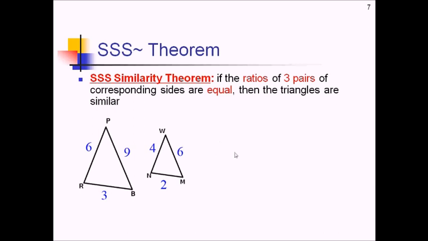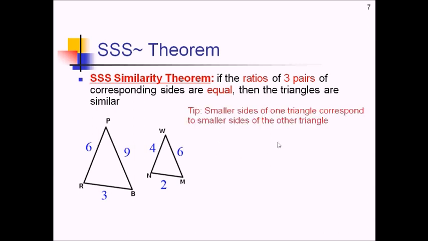However, maybe these triangles are facing different directions. To be on the safe side, the foolproof way of doing this is to realize that smaller sides of one triangle have to correspond to smaller sides of the other triangle. So, for example, the smallest side of the big triangle here, 3, has to go with the smallest side of the other triangle. There's no other way for it to be. So we can say 3 over 2, and then the next biggest side, 6 over 4, and then 9 over 6, the two big sides.